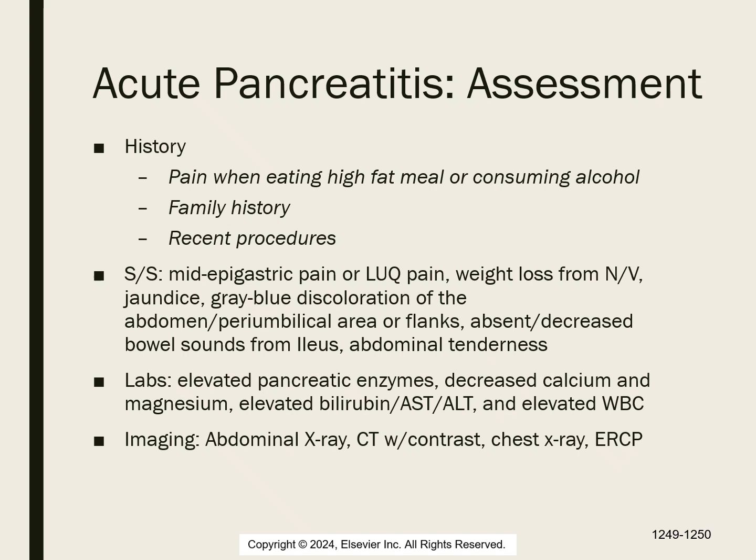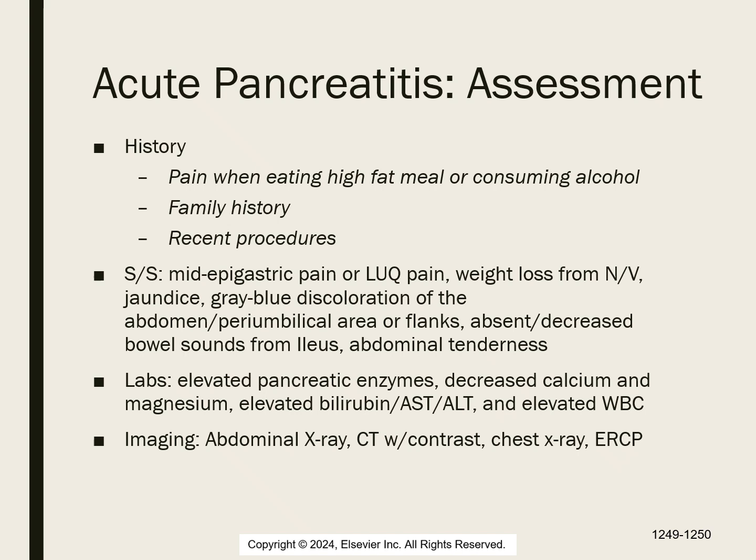A gray-blue discoloration of the abdomen and flanks is actually caused by the leaking of pancreatic enzymes into the peritoneal cavity. We are going to monitor vital signs for pancreatic hemorrhage. Think about what you're going to see when your patient is hemorrhaging. How is your body compensating? Oftentimes you're going to see hypotension because we're losing blood volume, and tachycardia because your heart is trying to compensate.